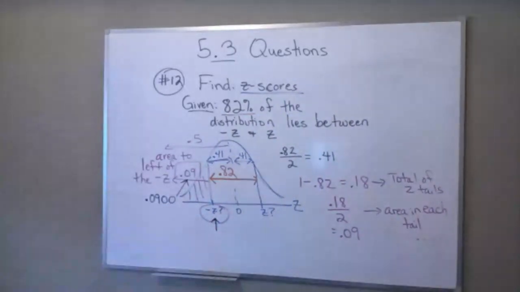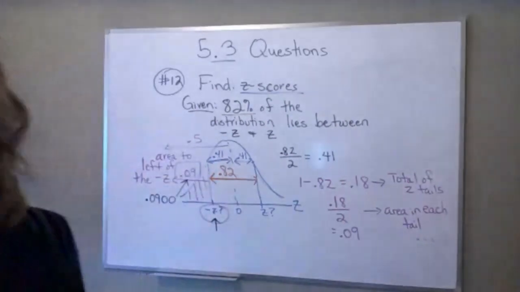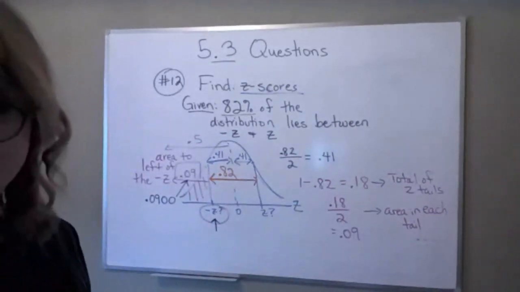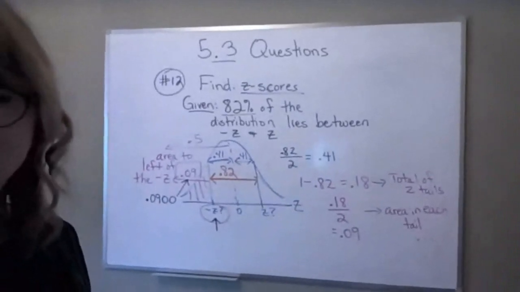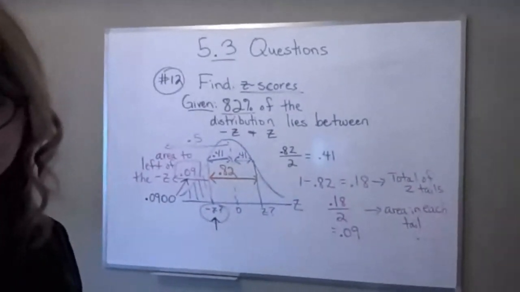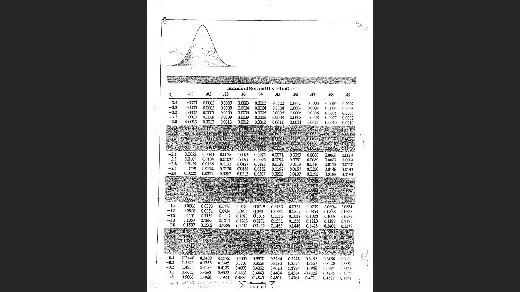So what do you think? Think that area is going to be in the gray part? I tell you what, if every single one we do has the area in the gray part, that's going to be just crazy. So I'm looking for a negative z, so I'm looking at page 1. And I'm trying to find the area as close as possible to 0.0900. Oh, finally one where it's not in the gray part. Like 0.0900, it's not there exactly. So I'm looking for the one that's a little too big.